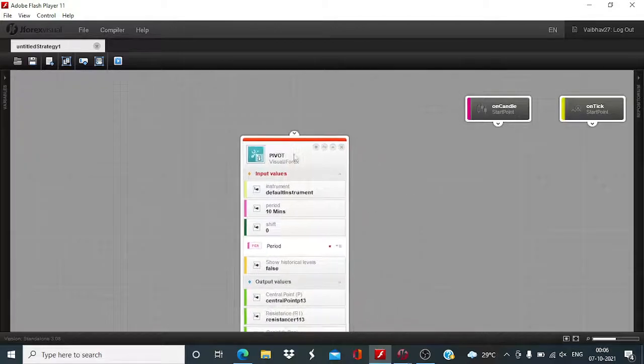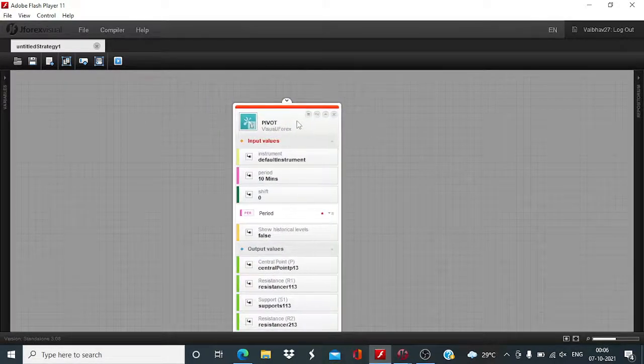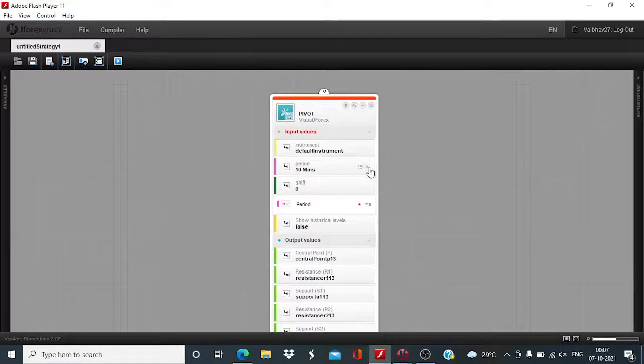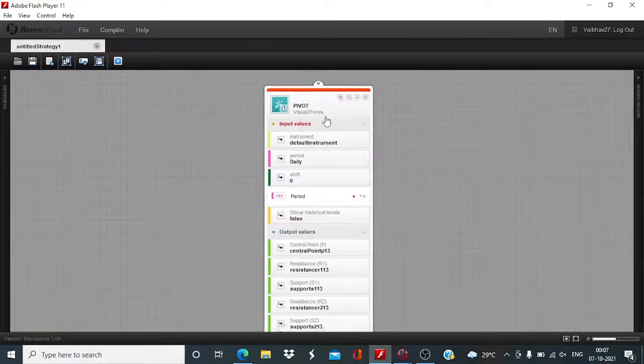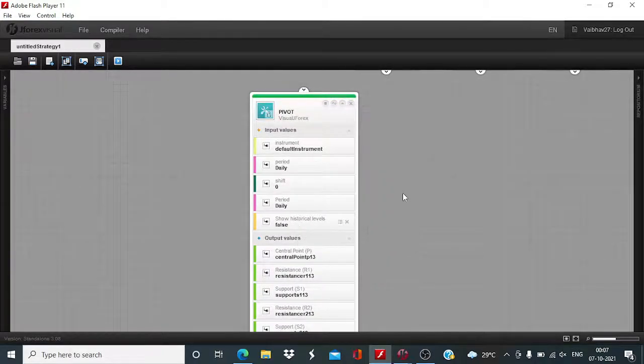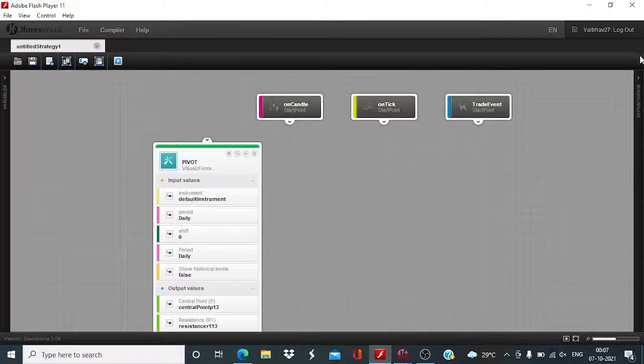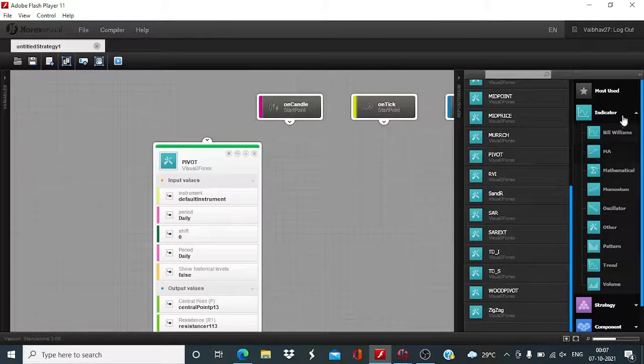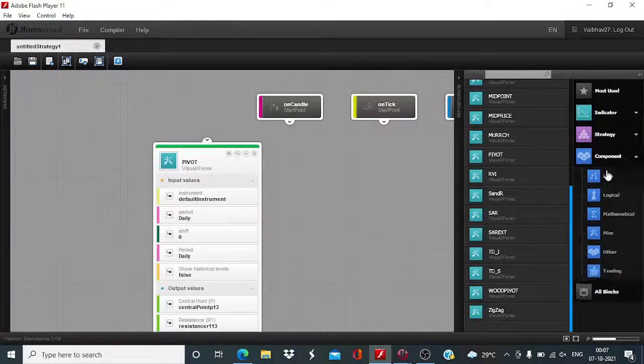The logic is quite simple, and to execute that, we need this indicator to be defined on the daily time frame. So I will have to change the candle period to daily. Okay. Shift is going to remain 0. This is also going to change today. Historical levels we are not really concerned with, so we leave it false. Okay. Now to get started with the algorithm, first thing we need is the logical component.